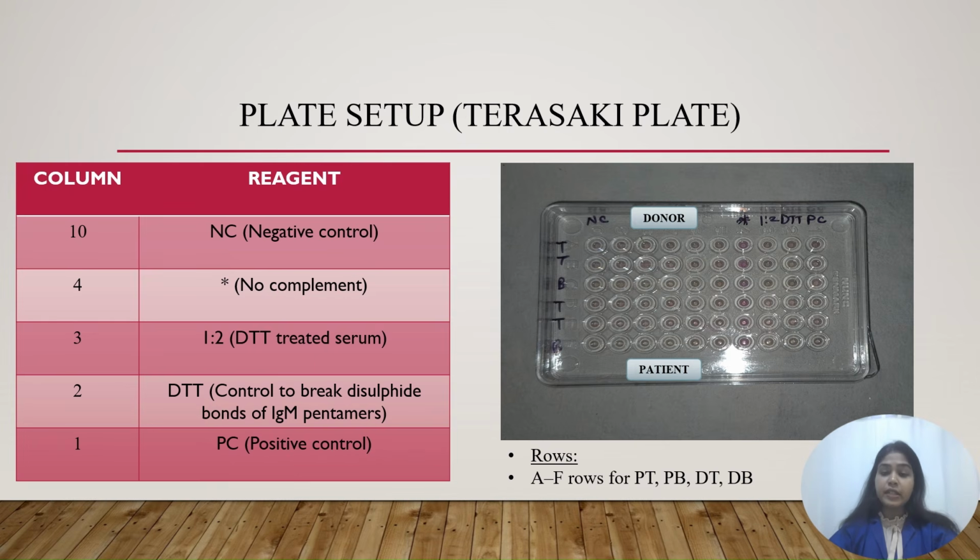Column number 2 is the DTT, which is used to break the disulfide bonds of the IgM pentamer. In the third column, you can see the 1:2 DTT treated serum. This is a titered column where we'll check the strength of the antibodies. Column number 4, the star, represents the non-complement. Here are the rows, A to F, for the PT, PB, DT and DB.